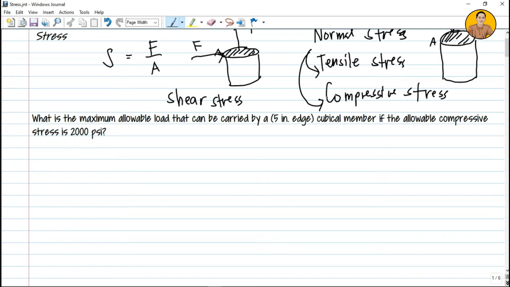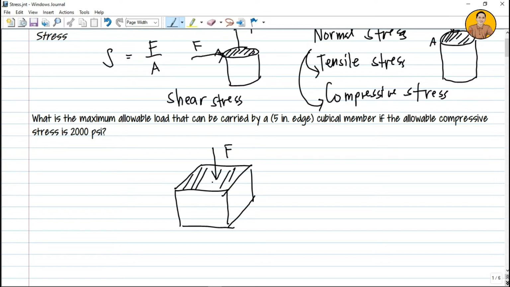So what is the maximum allowable load that can be carried by a 5-inch edge cubical member if the allowable compressive stress is 2000 psi? So let's draw the figure. So siya ay cubical member, so equal yung edges niya, cube. Then the force must be compressive because ang given natin dito is a compressive stress. Okay, this is the force here, compressive. So F, this is the area, shaded area under contact. So that is an area of a square.